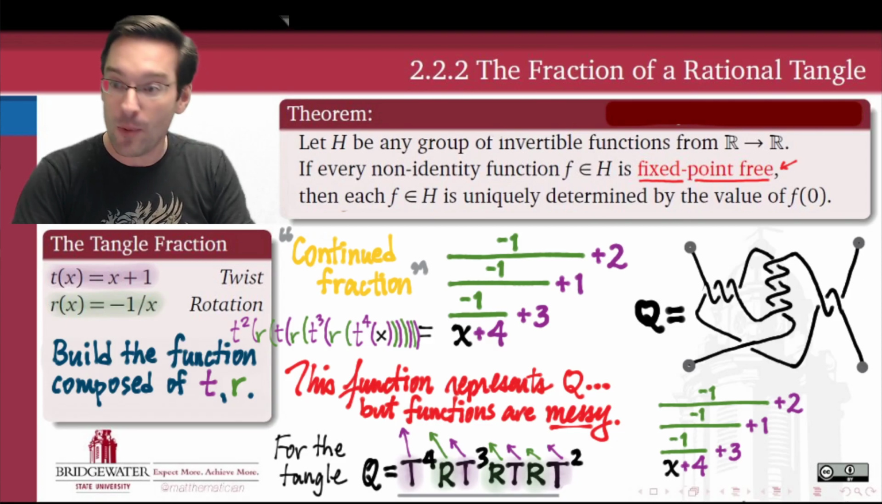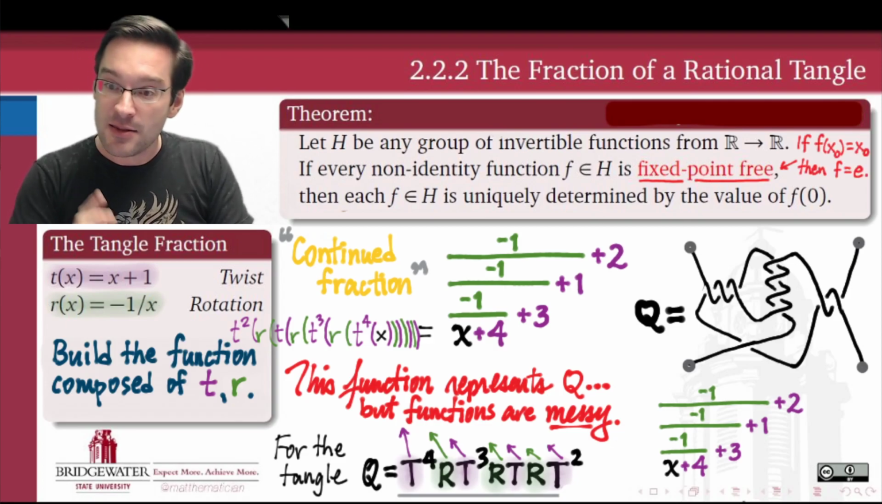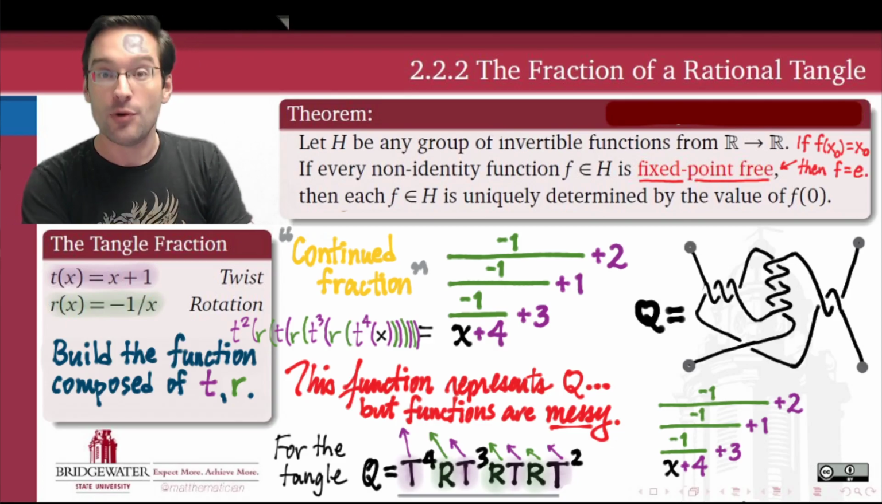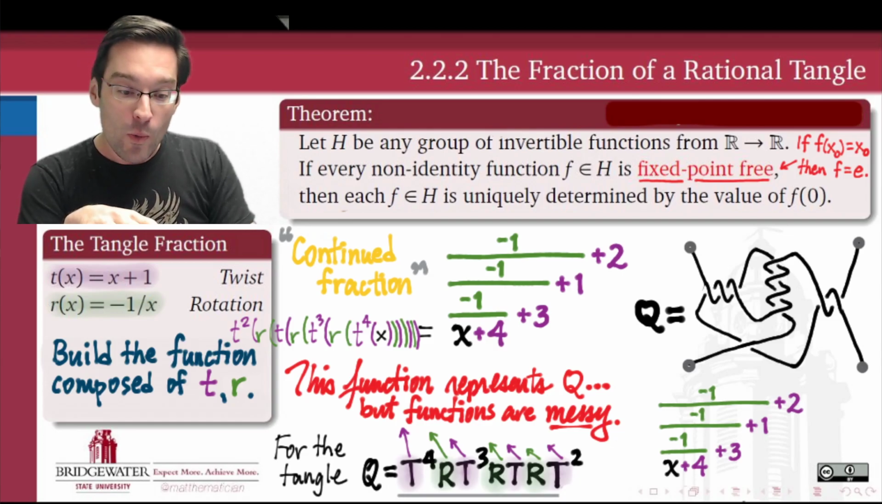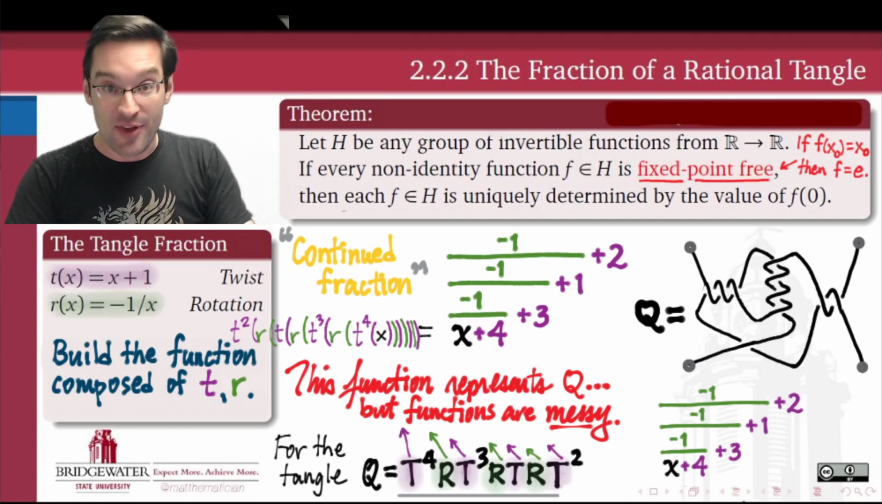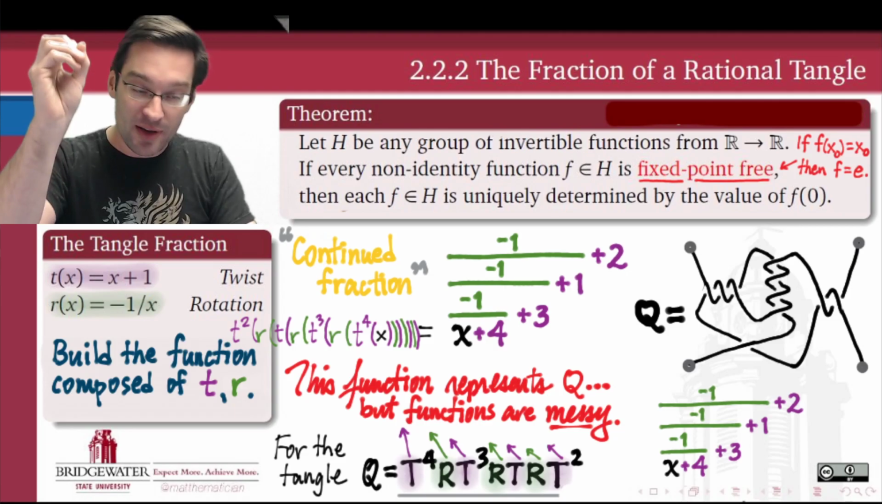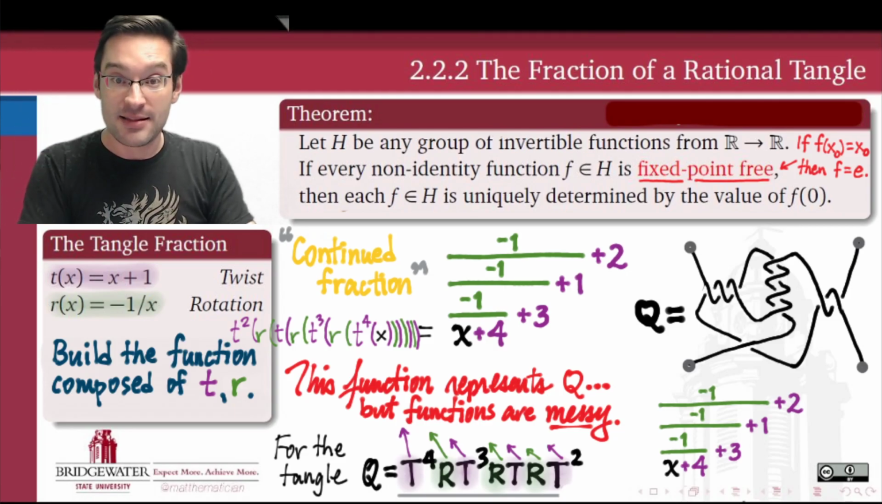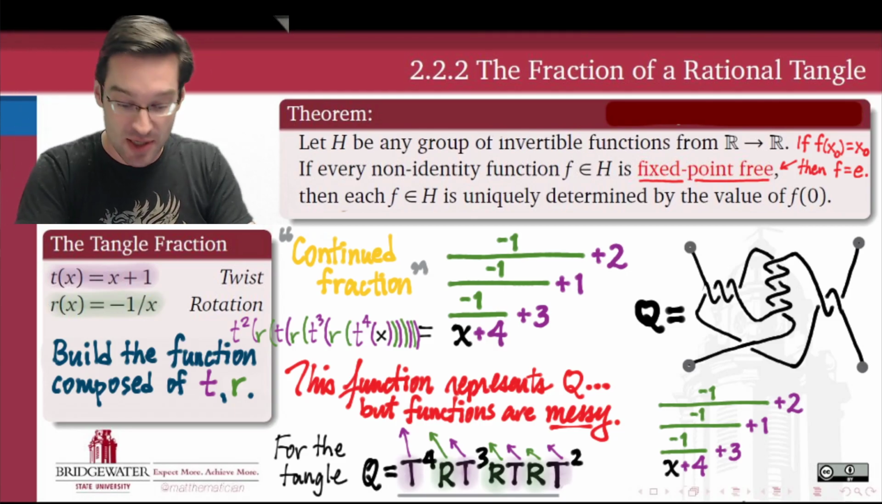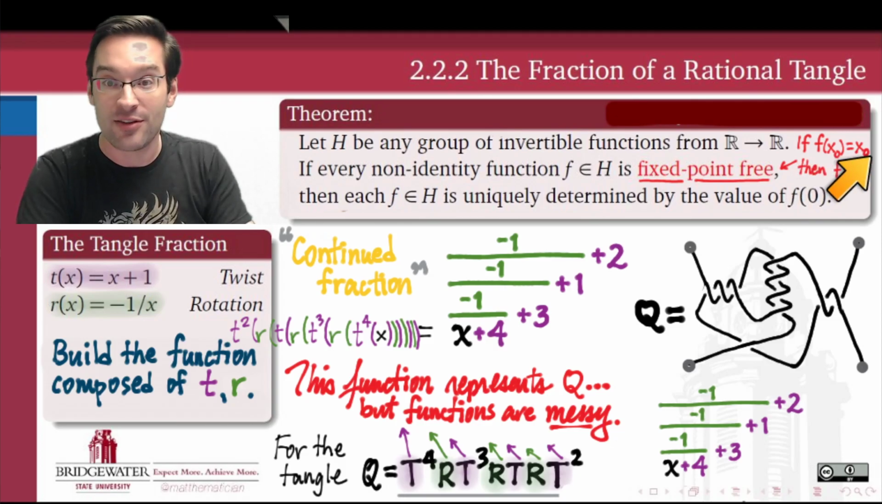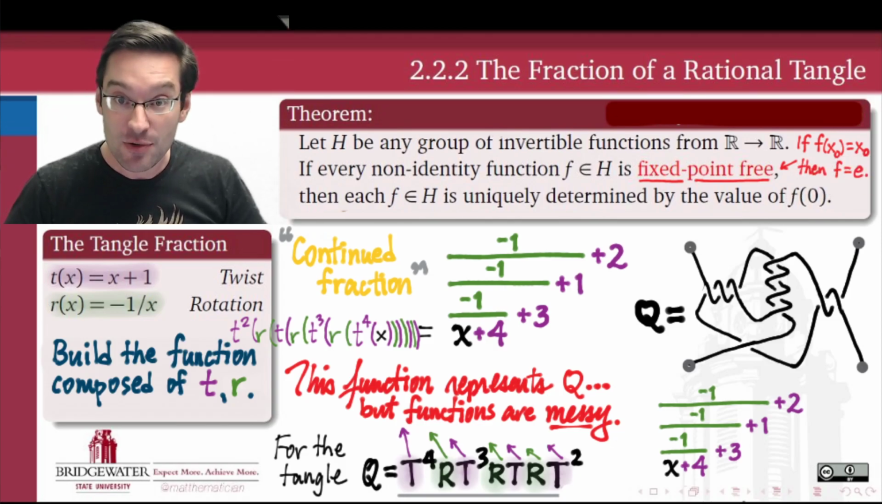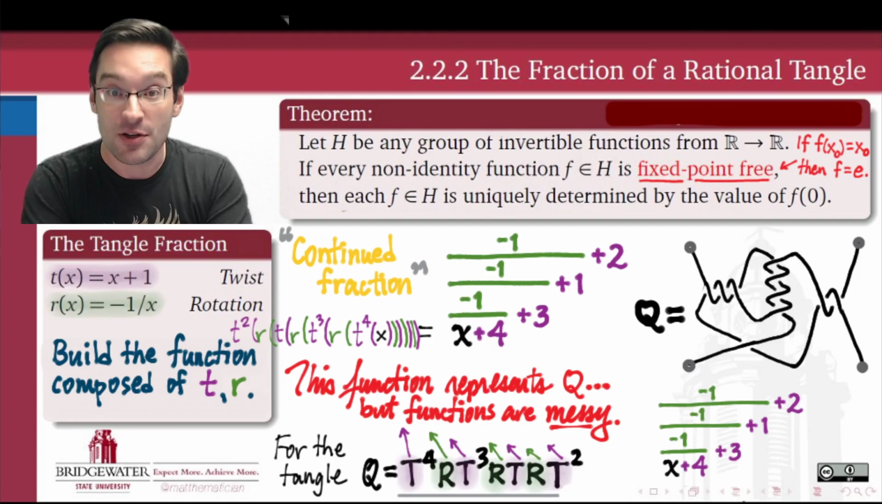And to unpack that, what fixed point free means is that the only function in my group here which intersects the line y equals x, the only function which when I put a given input in is going to give me that same input out, the only function which is going to satisfy f of x naught equals x naught for any value of x naught that I choose, is going to be the identity function.